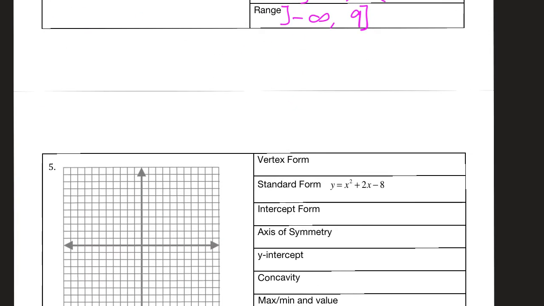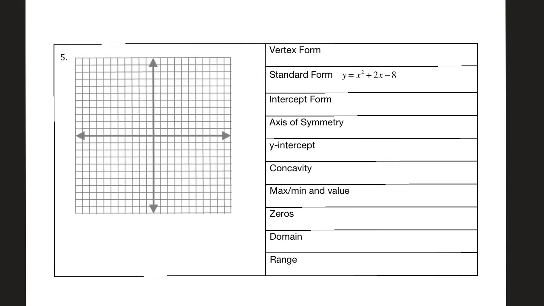Okay, on the next page, I'm going to do number 5. Now, personally, I think standard form is probably the hardest one to do. But I'll tell you why, and I'll try to show you a trick or two. In standard form, this number right here at the end is the y-intercept. This only works for standard form. -8 should be my y-intercept. So let me draw that. 1, 2, 3, 4, 5, 6, 7, 8. There's my y-intercept. And while I'm at it, let me go ahead and name it right here.